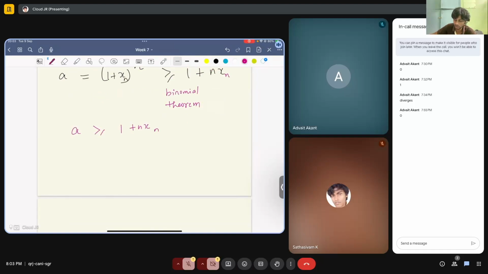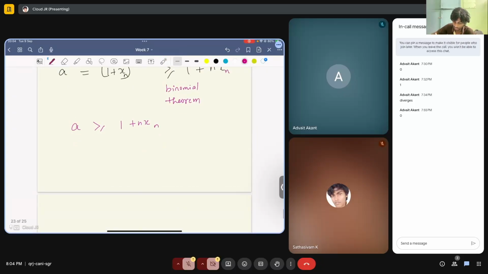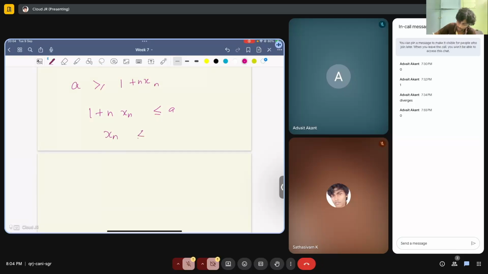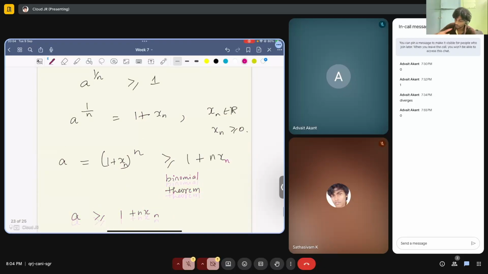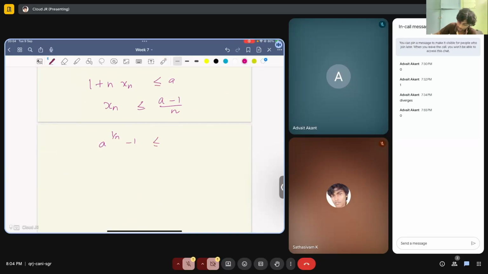From here, somehow we have to translate everything back to a. You don't want this n here, and somehow you want to avoid this xn here. So let's try to do that. We have 1 plus n xn is less than or equal to a. This implies that xn is less than or equal to a minus 1 by n, right? But what is xn? xn is nothing but a power 1 by n minus 1. So you have a power 1 by n minus 1 is less than or equal to a minus 1 by n.